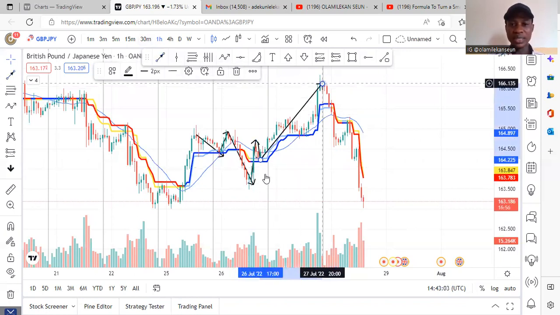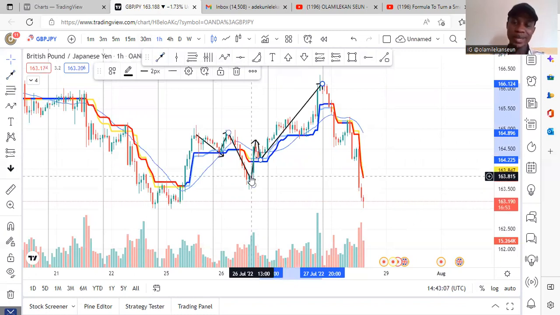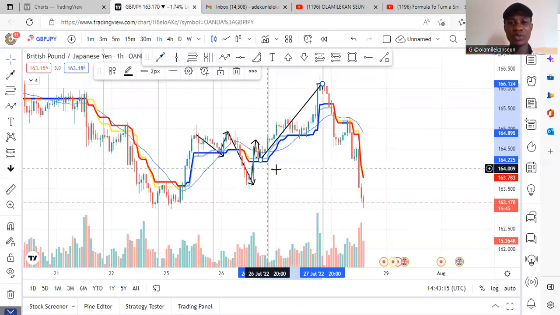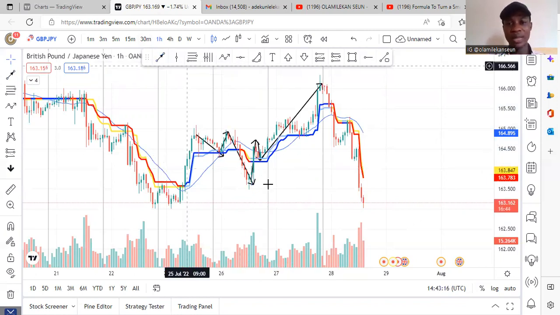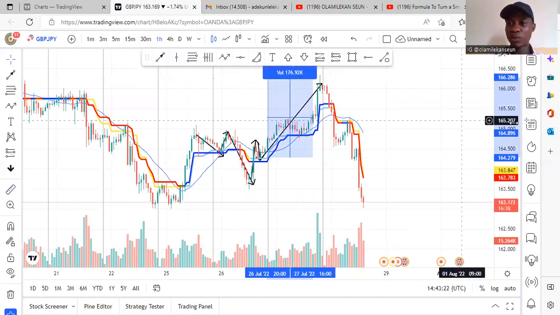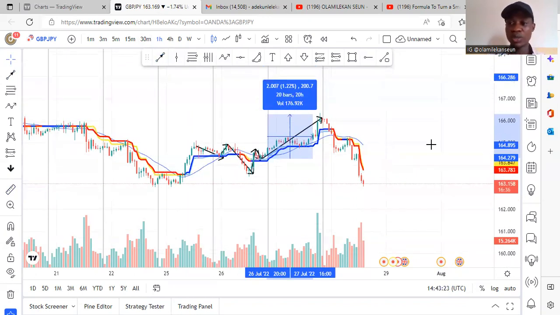So you can see that even though it is not clear, you can still see that a pattern was formed, which is an inverted head and shoulder. If you are an aggressive trader, you can enter the trade at this point. So let's say the pips you would have caught, if you enter at this point, that's 200 pips.